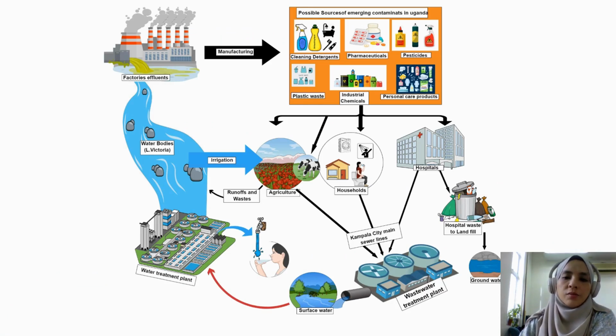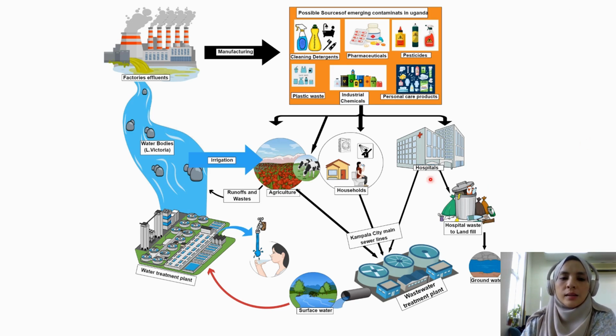Here for the introduction, this diagram illustrates the various sources of emerging contaminants in Malaysia. Starting from the top left, factories and manufacturing processes release effluent, which are liquid waste, into the nearby water bodies, and these factories are significant sources of industrial chemicals and pollutants.